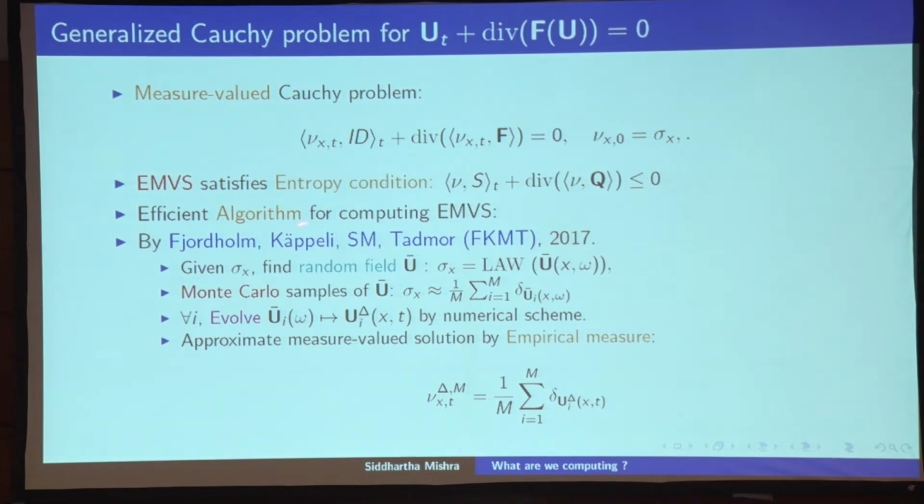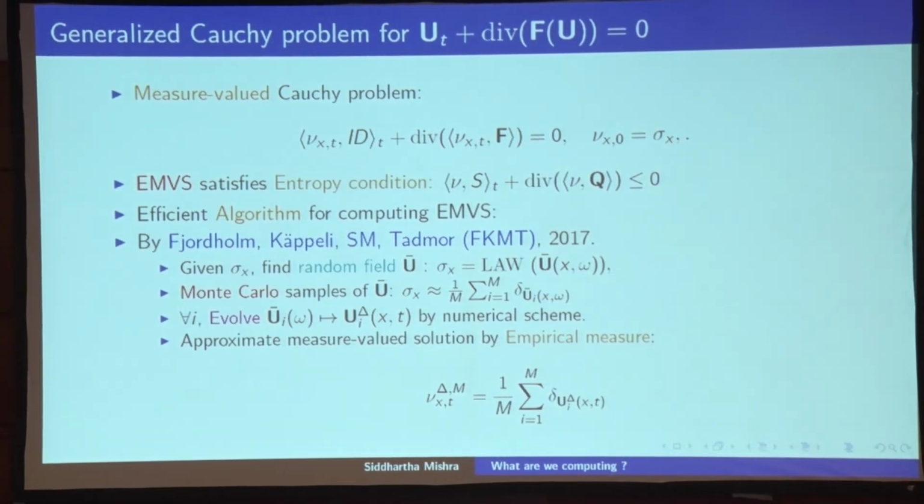So our contribution is we have devised an efficient algorithm to compute these entropy measure-valued solutions. This was done a few years back. The paper only appeared last year, but it was done a few years back by Fjordholm, Käppeli, myself, and Eitan Tadmor. And I want to spend some time on this algorithm because this is vital for what I'm going to talk about later. So the idea is you want to compute a measure, and it's difficult to compute a measure. So what we do is that there is a correspondence between measures and random fields. So there's a theorem which tells me that if I take a measure, there's always a random field whose law is this measure. Once I have that, I can sample out of this random field.